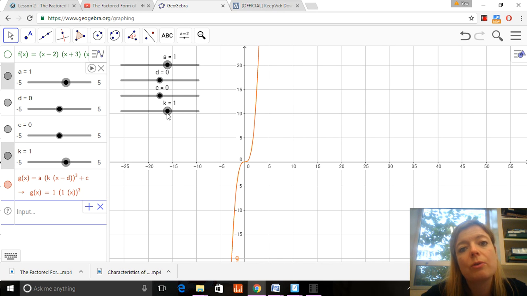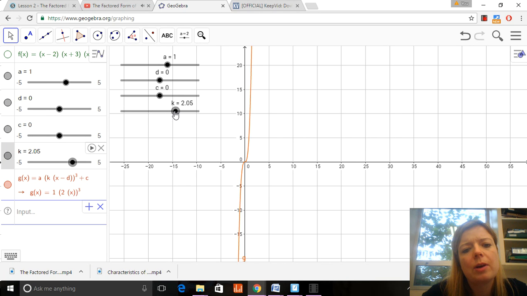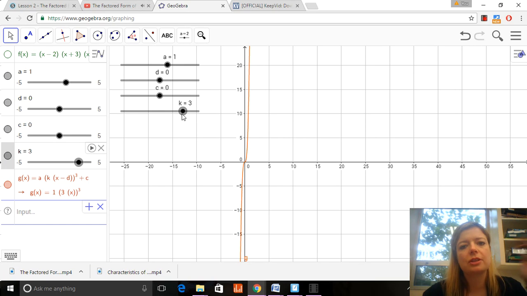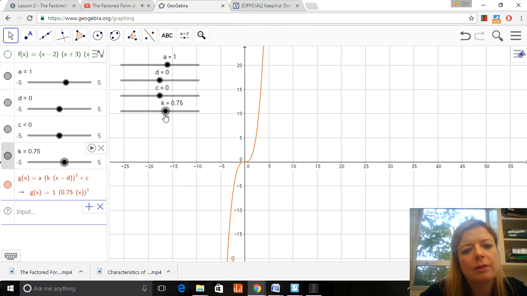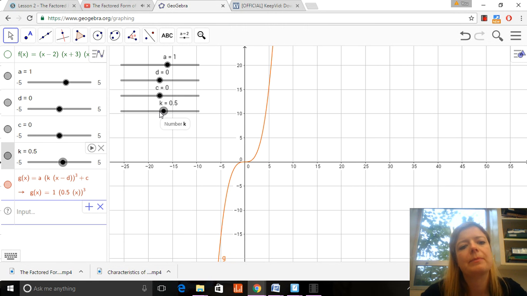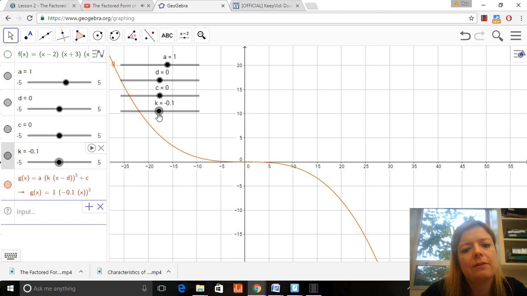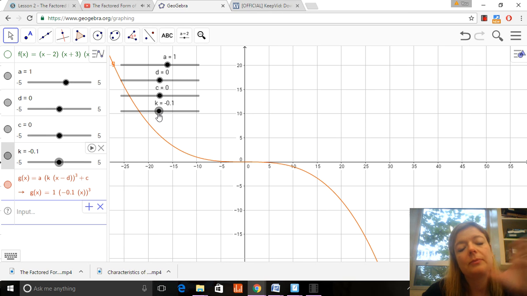So K is again the horizontal stretch or compression. So K is greater than 1, that's a horizontal compression. So think about it being squeezed in. And if K is between 0 and 1, that's a horizontal stretch. So imagine it being stretched out. So that's what you need to do for all three of them. If K is negative, then we reflect on the y-axis.